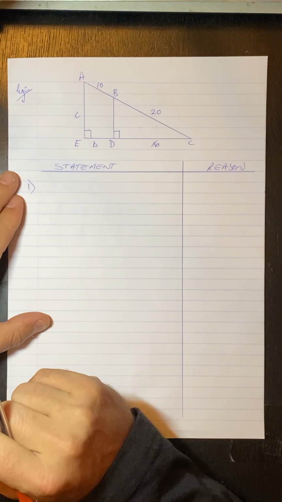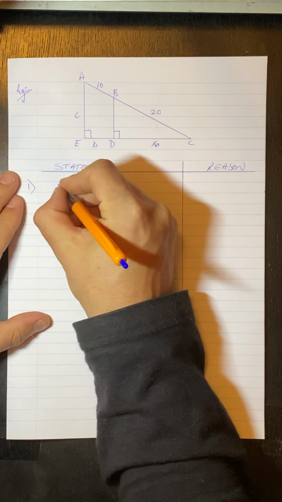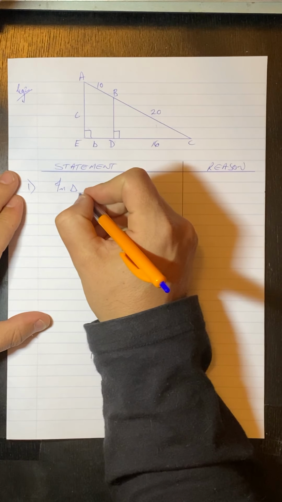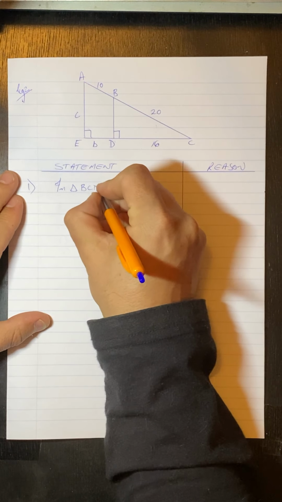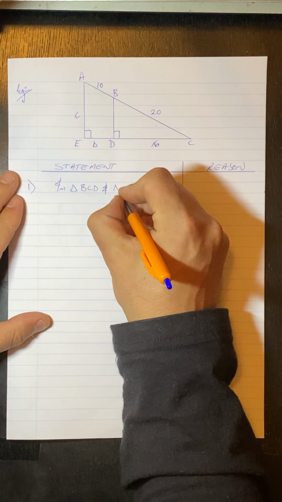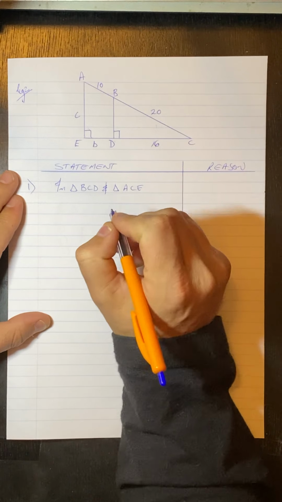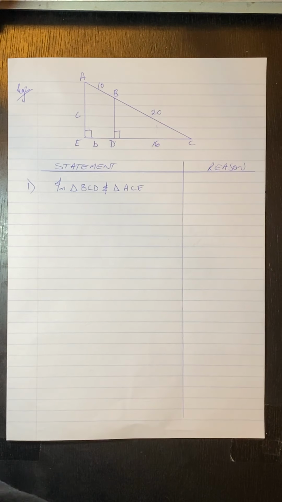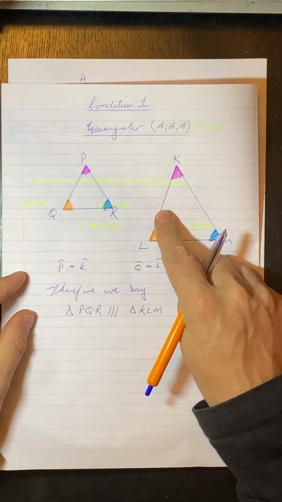So how we start off a question like this is I'm going to write down what they've asked us to prove. So I'm going to say in triangle BCD and triangle ACE. All right, what I'm going to do here is I'm going to prove it using this equiangular condition.